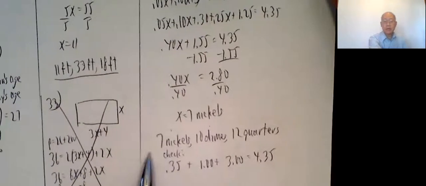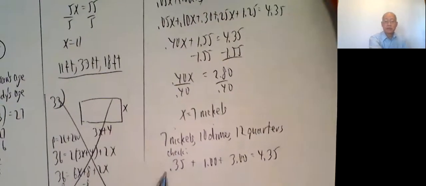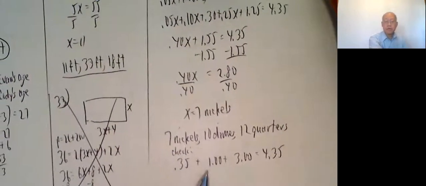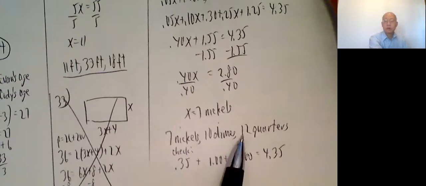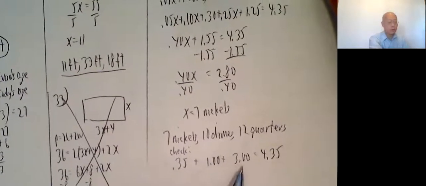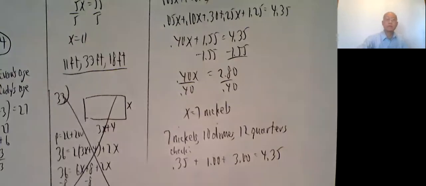A double check: 7 nickels is 35 cents. 10 dimes is $1. 12 quarters is $3. Add them up, it is $4.35, which it was supposed to be.